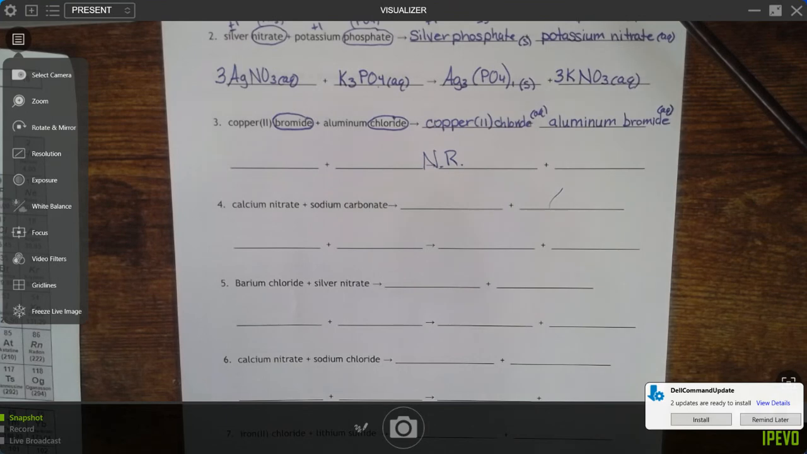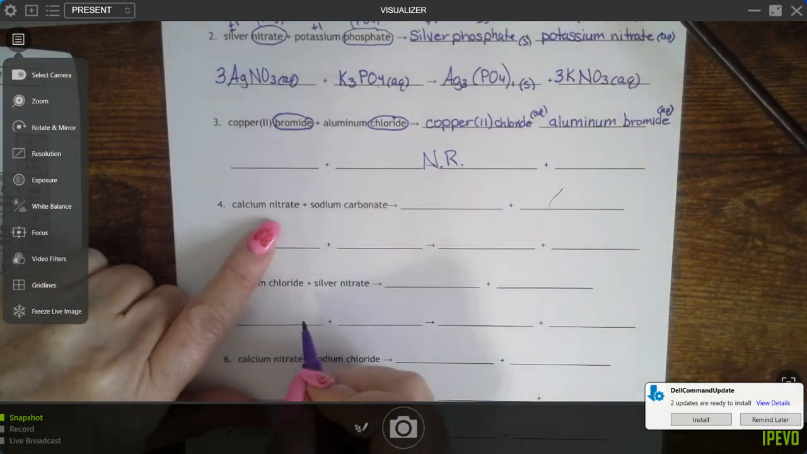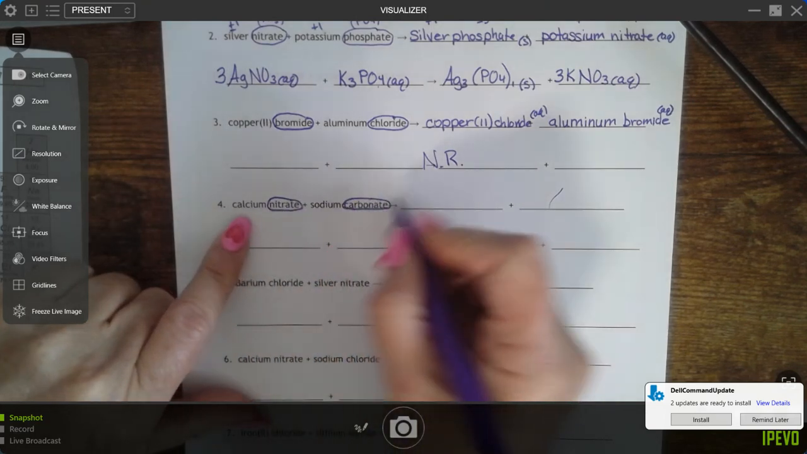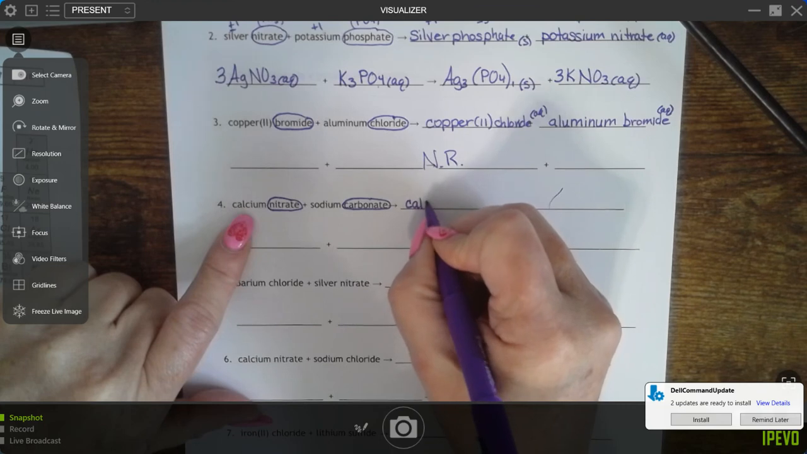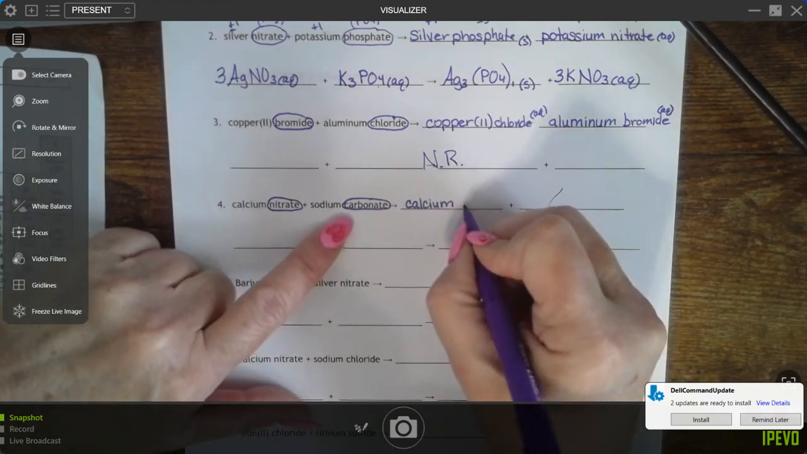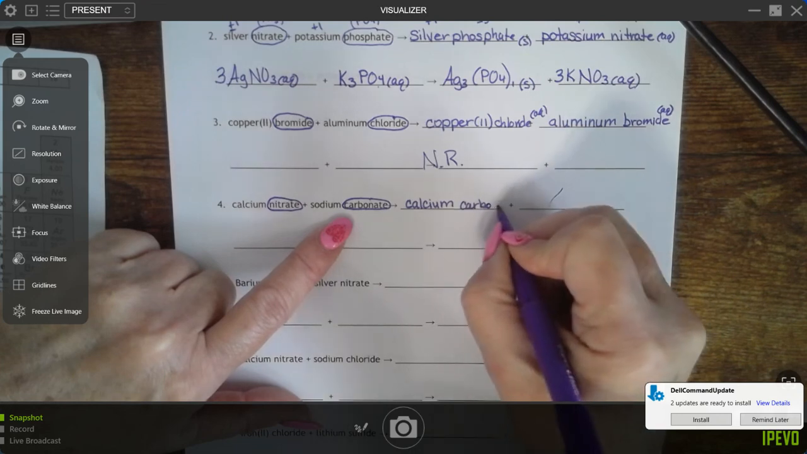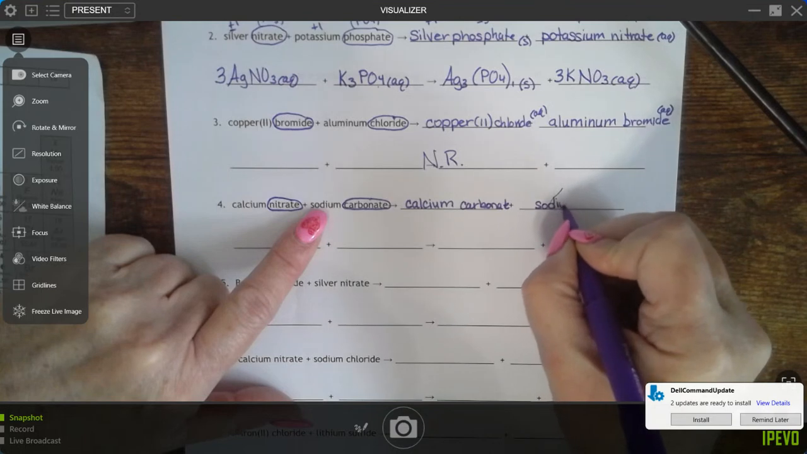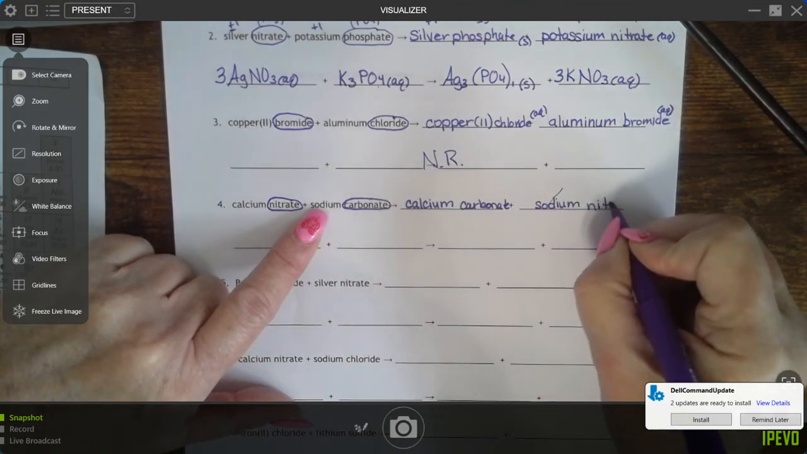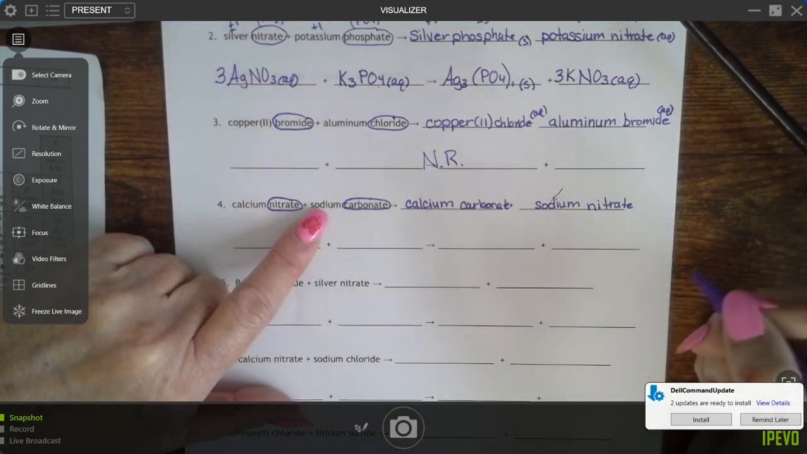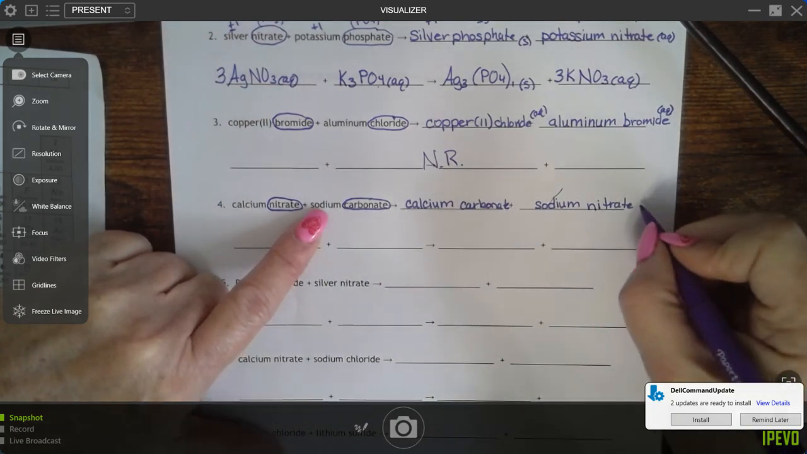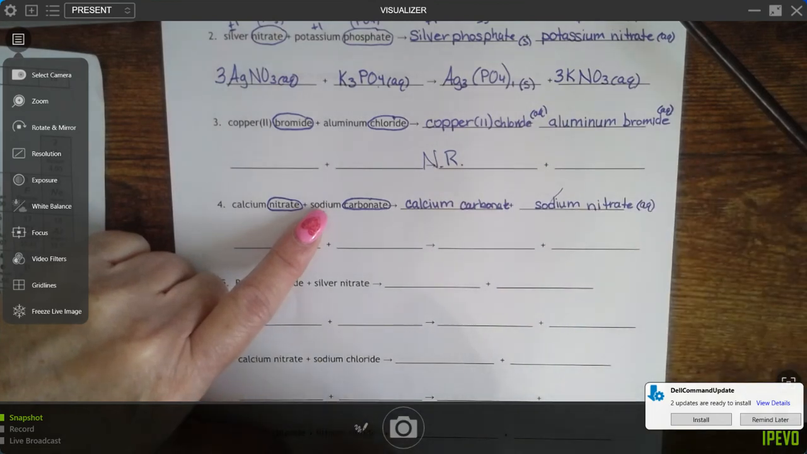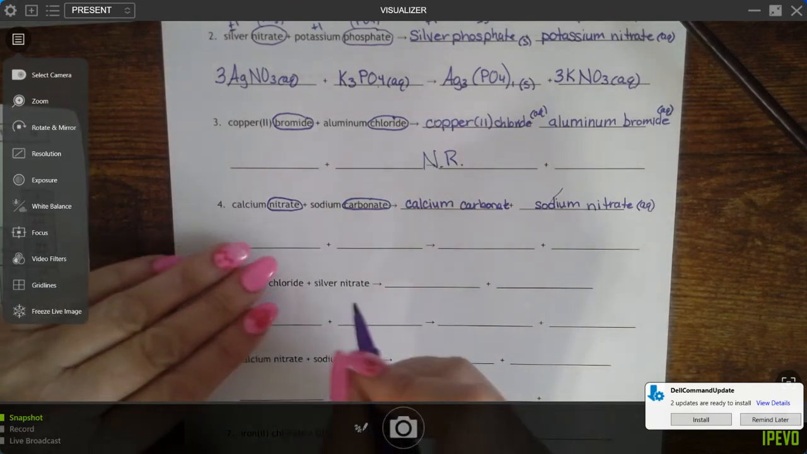Now let's go to the next one. Calcium nitrate and sodium carbonate. So I'm going to circle the things that are going to switch places. I'm going to end up with calcium carbonate plus sodium nitrate. Now, something hopefully you'll start to recognize, you'll see nitrate a whole lot of times in these reactions. And nitrates are always going to be aqueous, okay, according to our solubility rules.